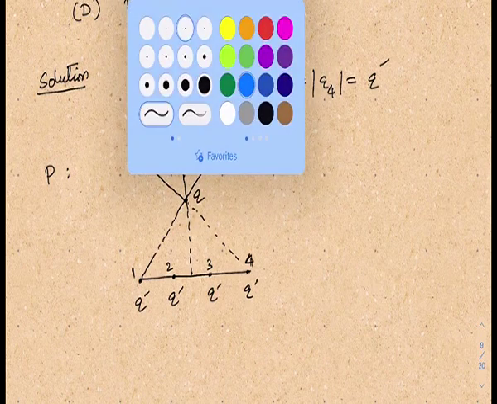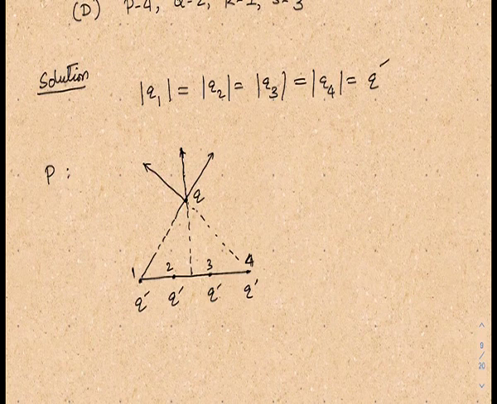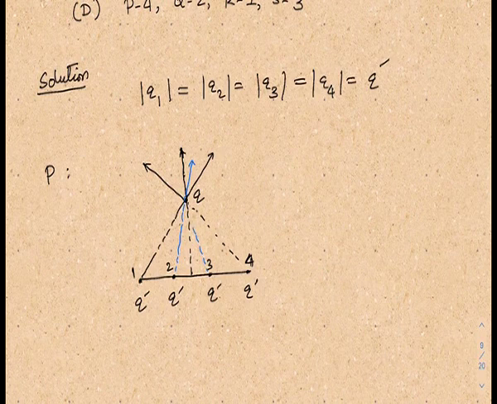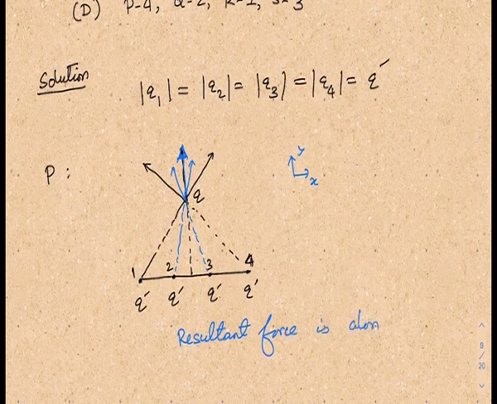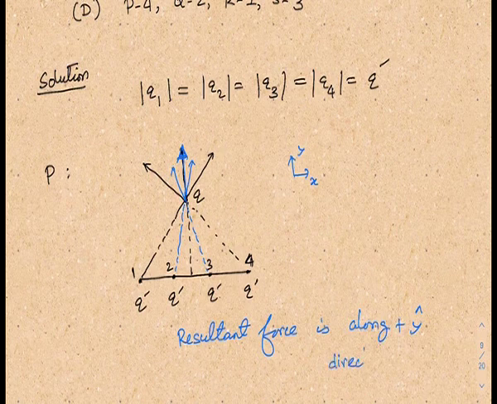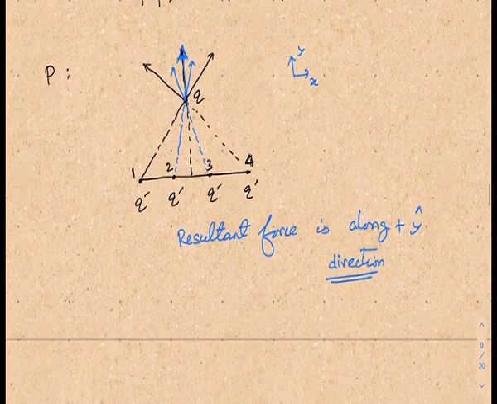Now due to the charges at positions 2 and 3, this would be along this direction, and this would be along this direction, so this would again be along this direction. This is y cap, y, and this is x. So the resultant force is along the plus y cap direction in the first situation.